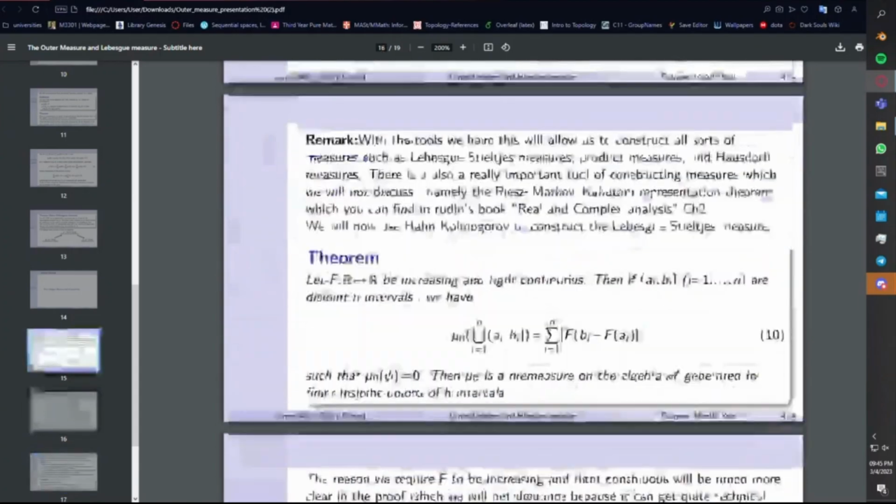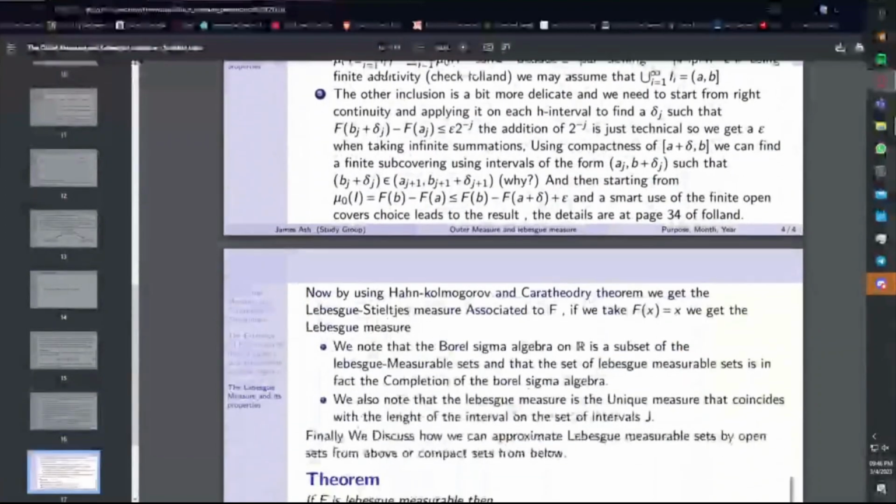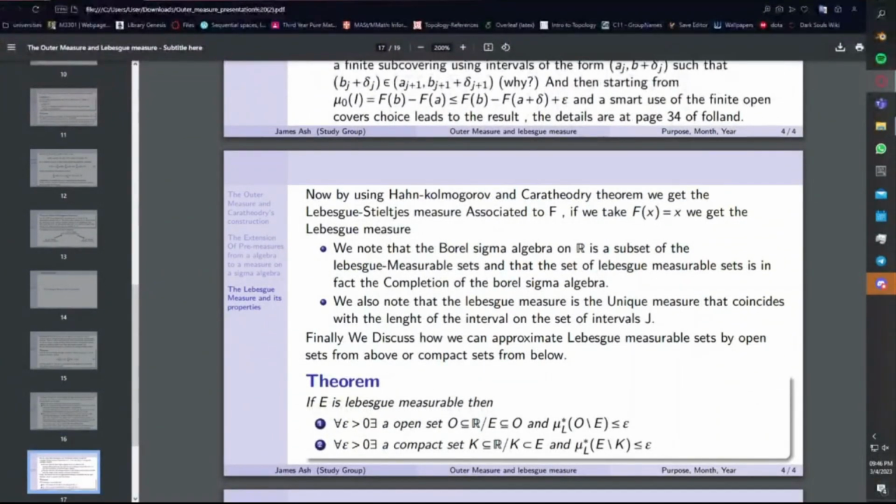And again, Carathéodory-Kolmogorov guarantees that if it is sigma finite, then it's going to be a unique extension of the set function, which is the case for the Lebesgue measure. It is the unique extension of the length of the interval that coincides with it on the set of all intervals.